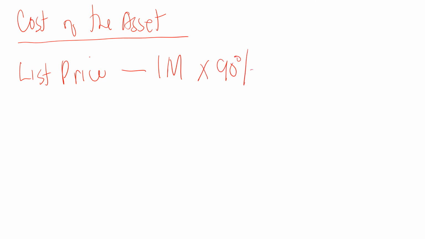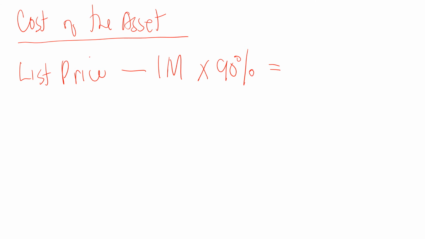So remember, we have the list price, but take note, this is the gross amount. So this is 1 million and is subject to a 10% trade discount. So remember, just like inventory, the trade discount is automatically deducted from the list price to compute the invoice price. So the trade discount is 10%. So to remove the 10%, I'm going to multiply this by 90%. So why 90?